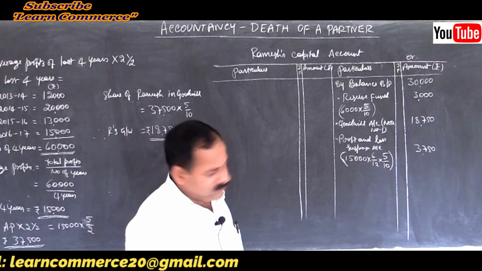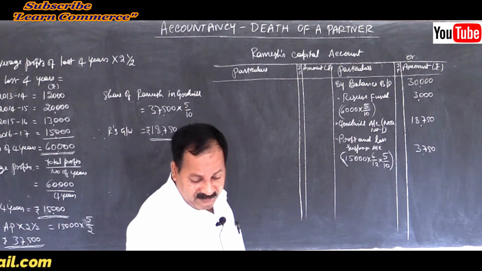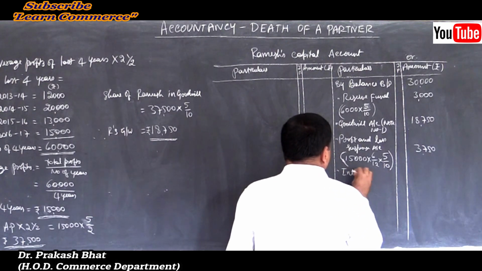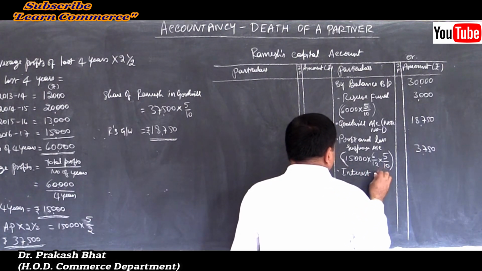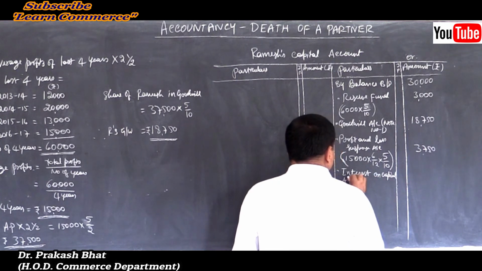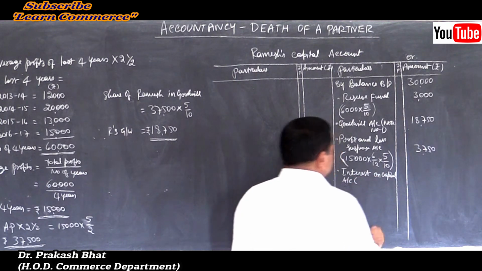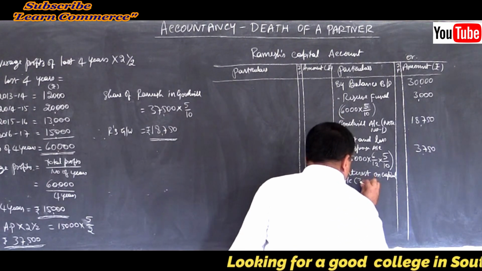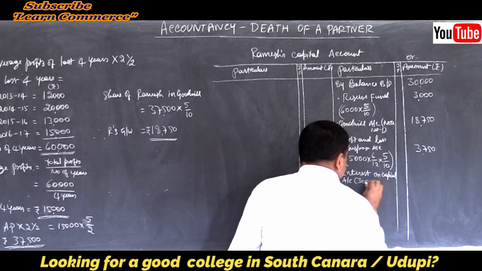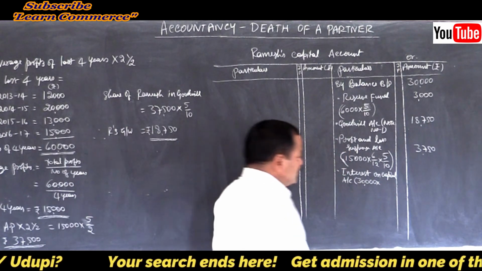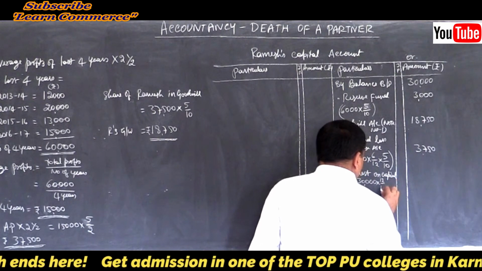Share of profit given, goodwill given, right? No, interest on capital to be allowed. Interest on capital belongs to previous year or current year? Current year. Interest on capital account, right? Show the calculations. What was the capital contributed by him? 30,000. At the beginning of the year, the capital was 30,000 into rate of interest. How much did they tell? At the rate of 12% per annum.